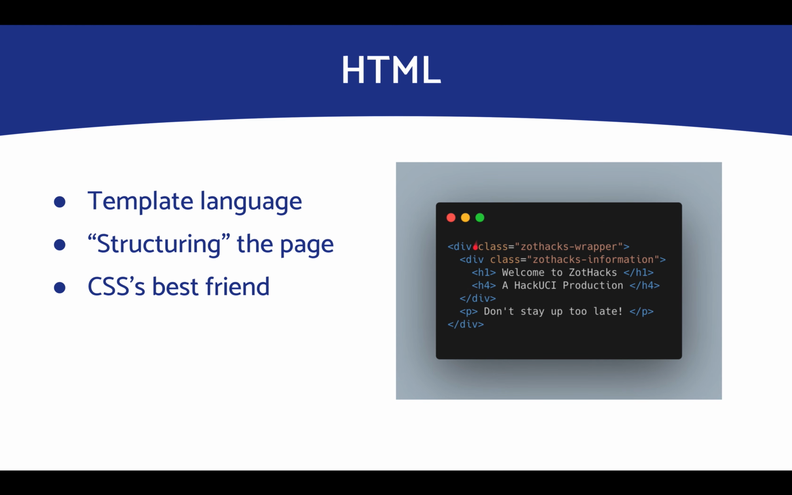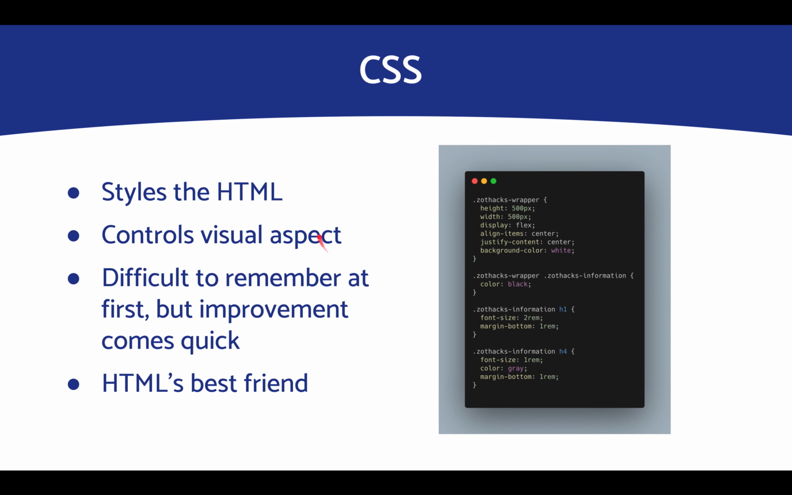Here we can start to see classes like ZotHacks wrapper and ZotHacks information. The CSS classes will determine the styling of the components themselves and the child components. Getting a little more into CSS, the CSS will ultimately style the HTML and control the visual aspect. Here we can see the card wrapper maybe has a specific background color. We have some classes that justify where the child items will be located.